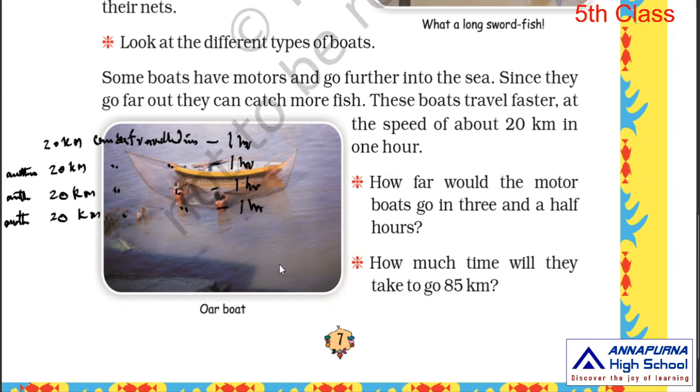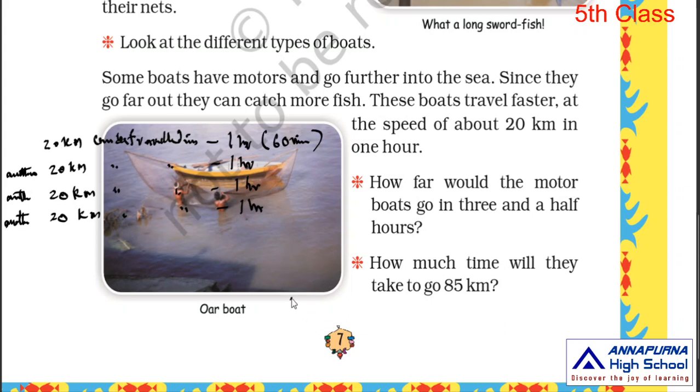Here 85 kilometers. What about the remaining 5 kilometers? The remaining 5 kilometers can be traveled in how many hours? Let us find. 20 kilometers can be traveled in 1 hour, so let us convert into minutes. Why? Because here you ask 5 kilometers. Therefore in 5 kilometers how many minutes can be taken? So what is the half of 20?